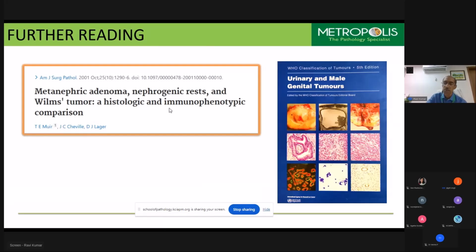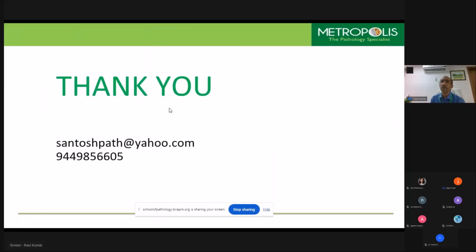So we conclude this case by telling you that sometimes the IHC may not always be completely helpful, and we may have to go back to the histomorphology or H&E sections and combine both these features to arrive at a diagnosis. So this we thought is a metanephric adenoma. Any questions? Please feel free to ask me in the chat box. If you have any queries later on, you can call me up or message me on this email ID.